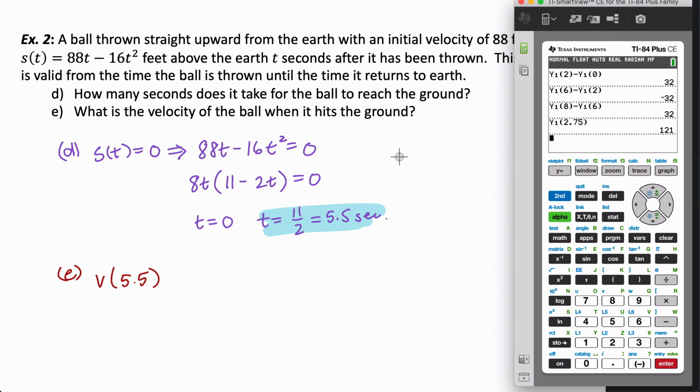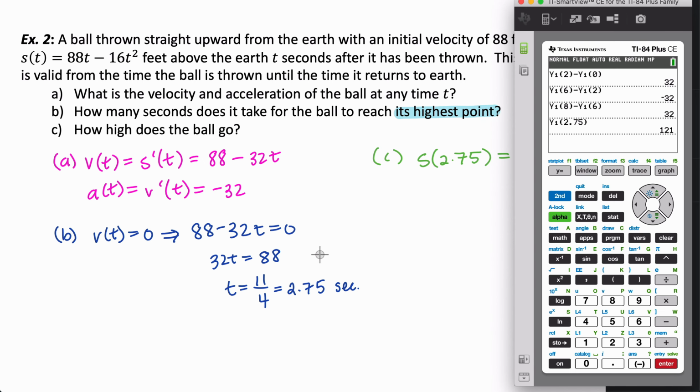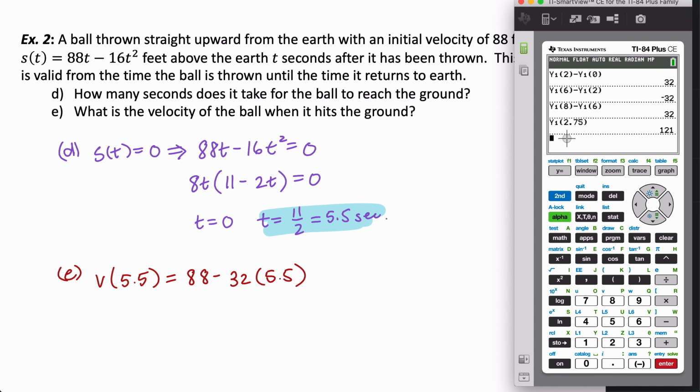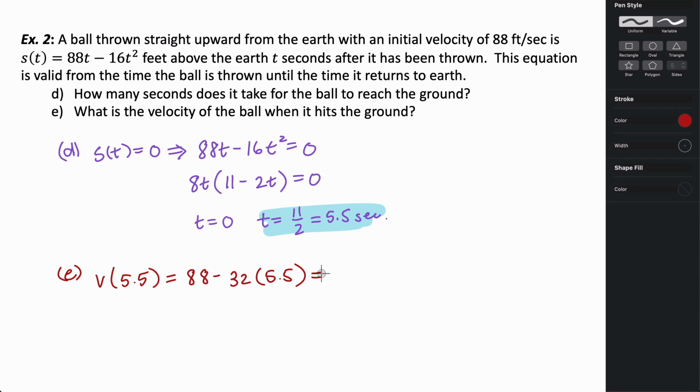And so let's go ahead. What was the velocity function? It's 88 minus 32t. So let's go back here. So that's going to be 88 minus 32 times 5.5. And we can plug that into the calculator. So 88 minus 32 times 5.5. Hit enter, and we get negative 88. So this is telling me that the velocity was negative 88 feet per second squared.